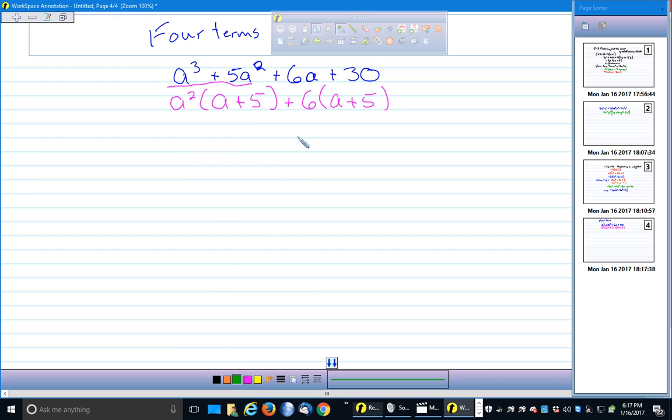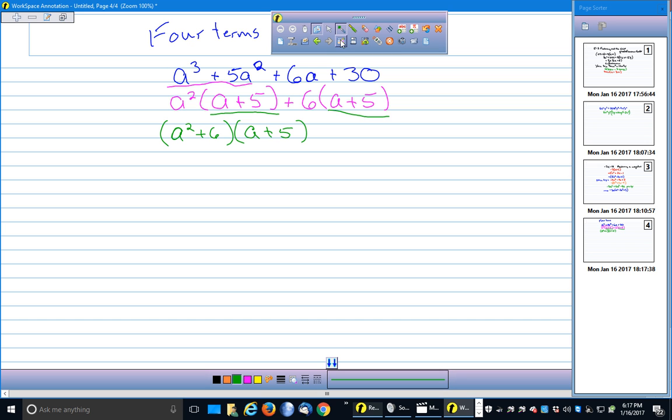Now, look at this. This is very interesting. Here I have an a plus 5, and here I have an a plus 5. So you can rewrite this expression as a squared plus 6, that whole thing times a plus 5. It's kind of like the opposite of foiling, because if I foiled this, I would get this expression, right, because a squared times a would give me my a cubed, 5, there's my 5a squared, here's my 6a, the two inners, and my two lasts would give me a 30.